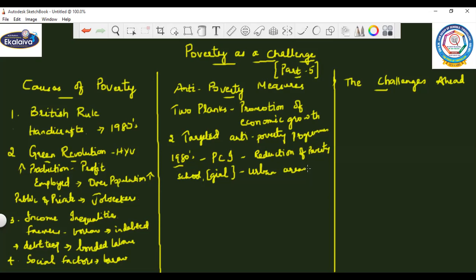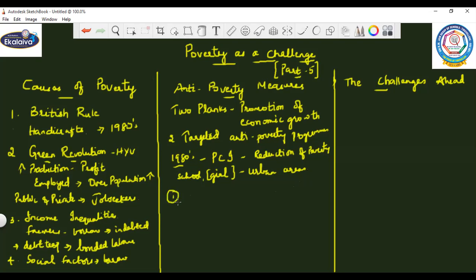So the government has come forth with certain anti-poverty measures in order to help these people, either in urban or rural areas, children. So we can see some of the anti-poverty measures taken by the government to reduce the poverty level. Some of them we can see now, children.